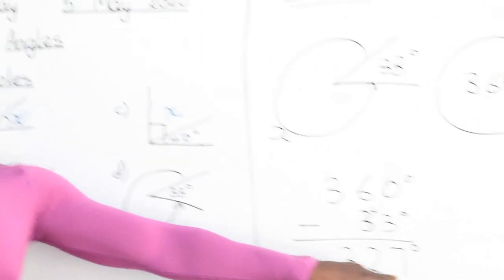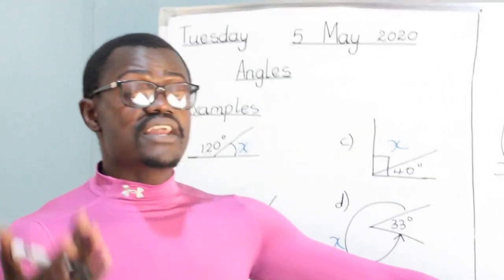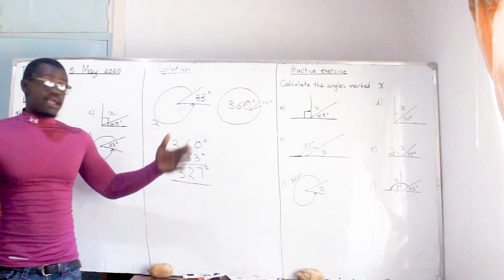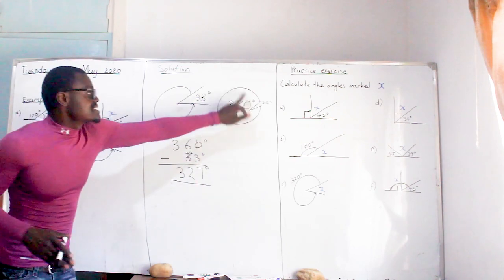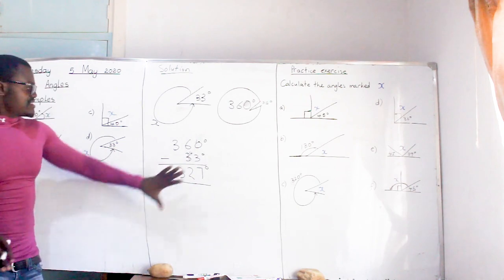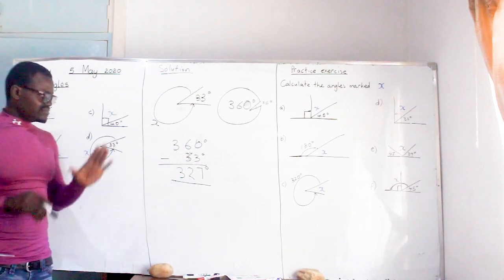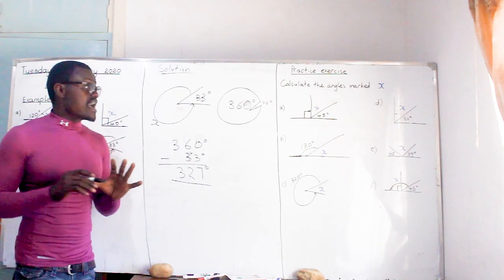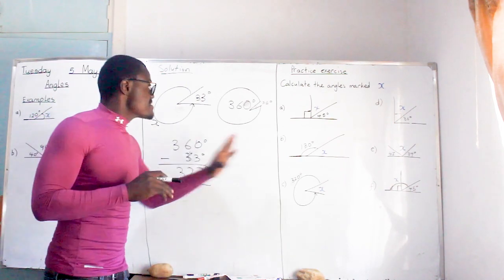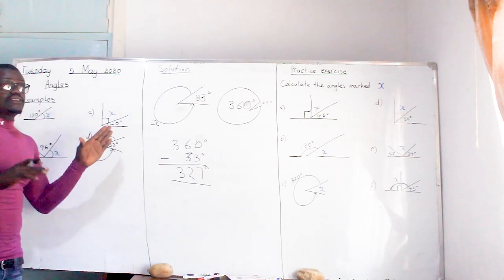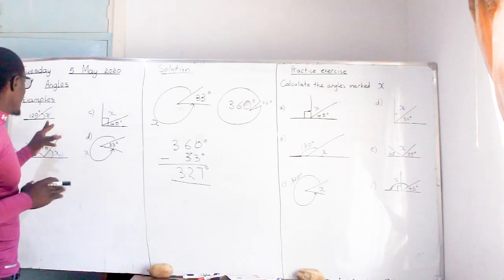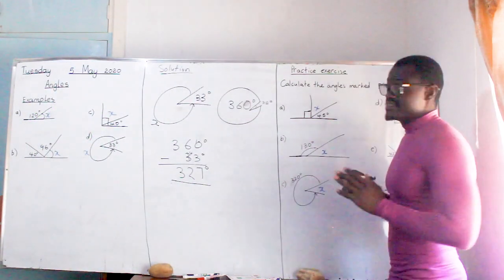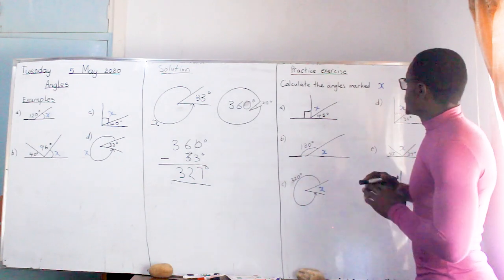327 degrees. Remember, a reflex angle is any angle that is more than 180 degrees, which is a straight line, but less than 360 degrees. So this is our answer. Now, we are going to write the given exercise. Then we are going to calculate all the angles that are marked X. Now, this is the exercise that we are going to write.